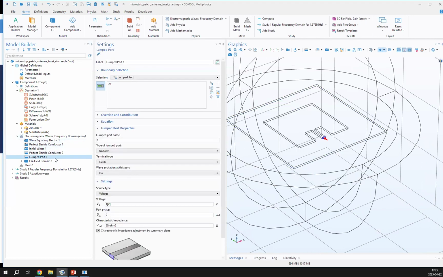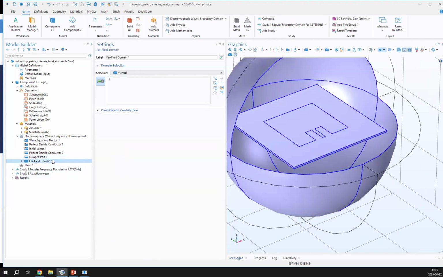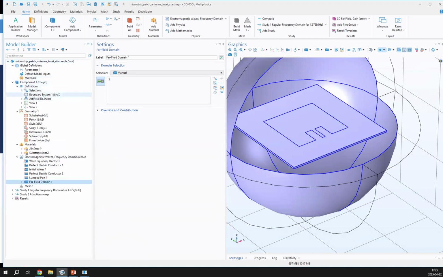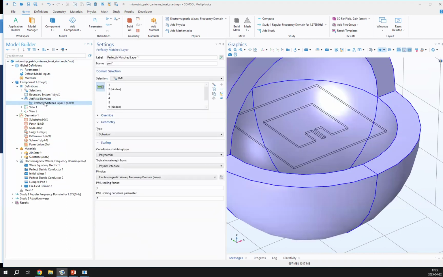We use the lumped port to specify the connection to a coaxial cable. And additionally, we choose the far-field domain feature to do some cool post-processing and to get some far-field patterns. And yeah, to mimic open boundaries, we rely on the perfectly matched layer.